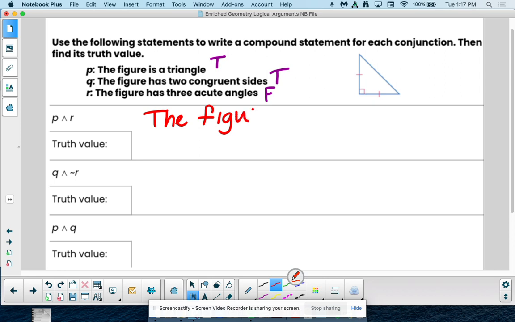The figure is a triangle. So that was P. We wrote that first. And then what word's connecting them? And. So write the word and. And then we write what R says, which is what? The figure has 3 acute angles. Yeah, I'm not going to write the figure twice. I'm just going to write and has 3 acute angles.